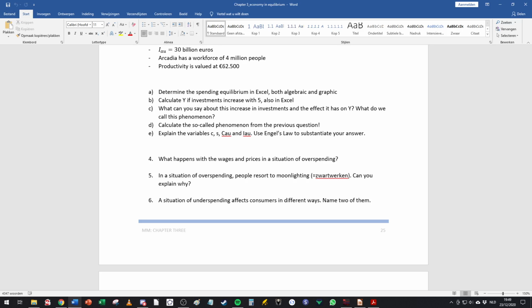Really think about it: if income is high, you will have to pay more taxes, and people don't like taxes, so they might go for moonlighting instead.